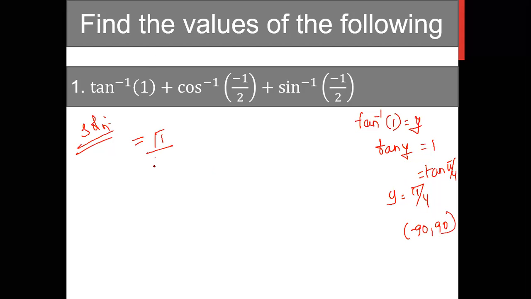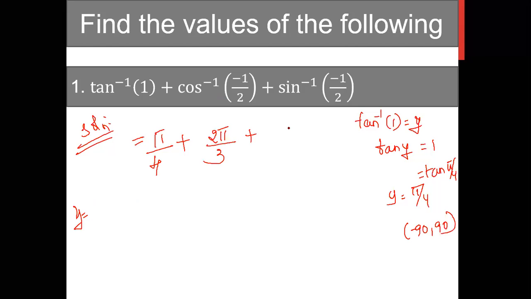So what you have to do, below that, below the tan inverse function, you write it is equal to pi by 4 plus, what you have to find, cos inverse of minus half. Already you have found the answer for this. What value did we get for y? 2 pi by 3.